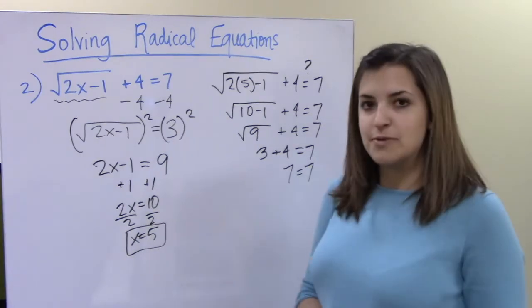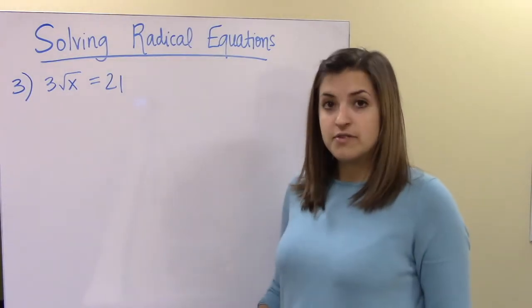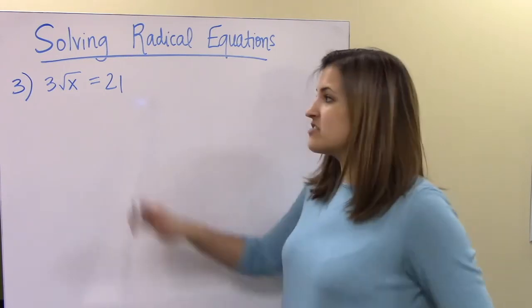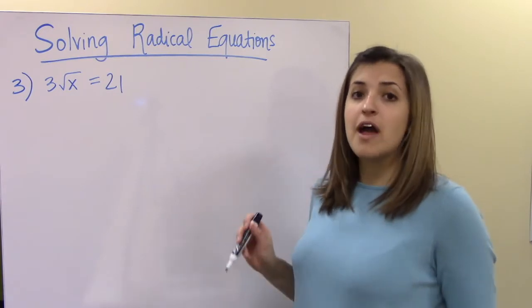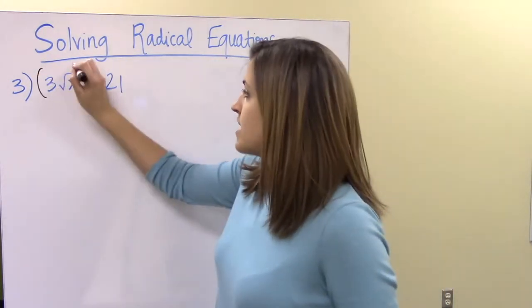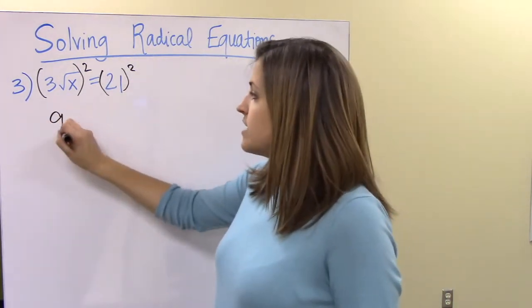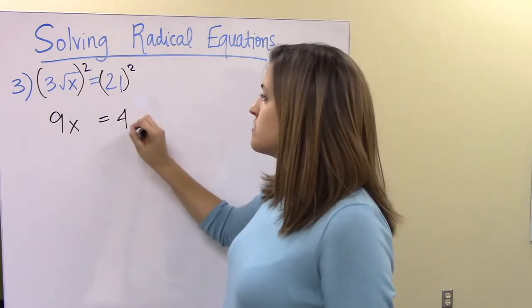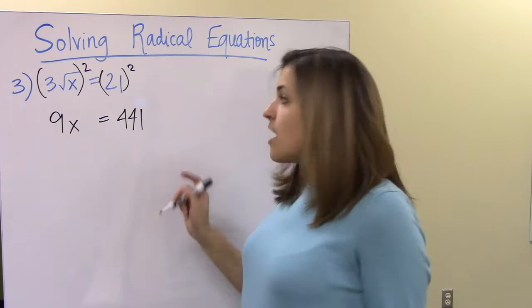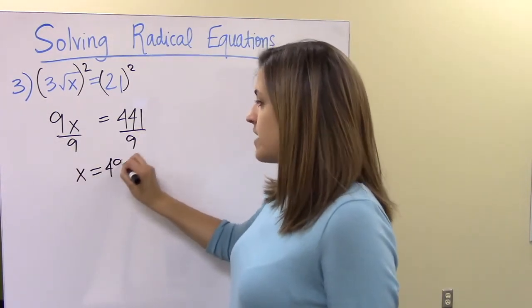All right, let's do another one, and I'll show you the different method. Number 3. 3 square root of x equals 21. Now, if I solved this the way that we did last time, I'd try to get the thing in the square root alone. So I divide by 3. But I'm going to try a different method. I'm going to square everything from the get-go. So I'm going to square this side, and I'm going to square this side. And what I'm going to get is 9x, that's 3 root x squared, equals 441. All right, now I just divide by 9 on both sides, and I get x equals 49.